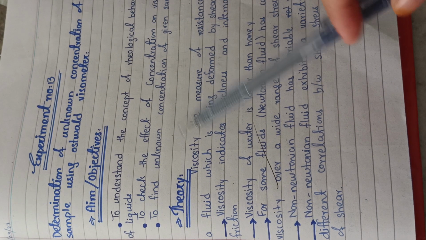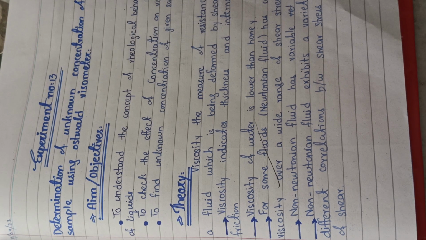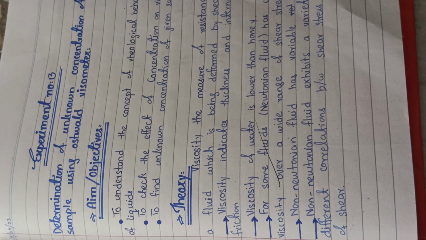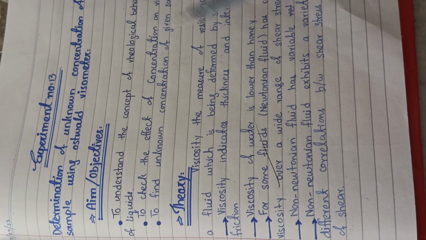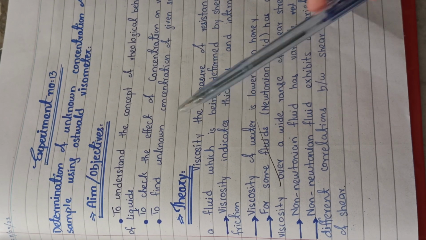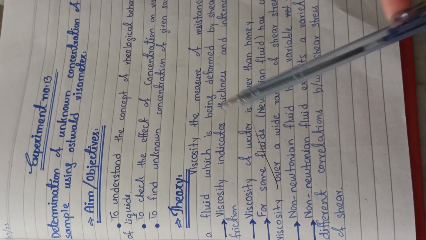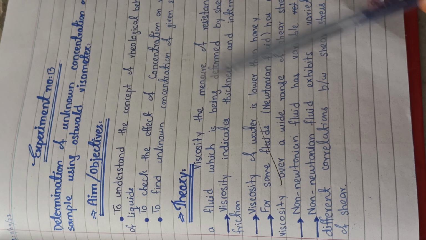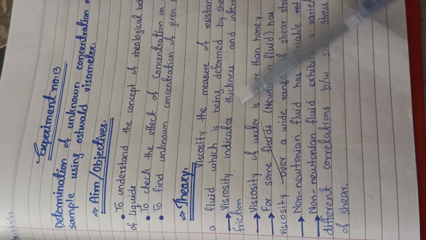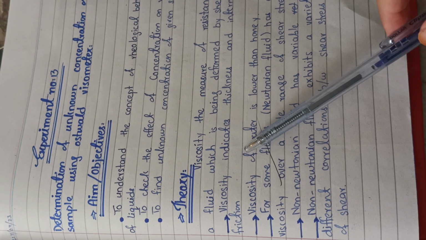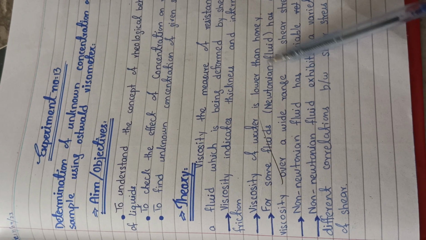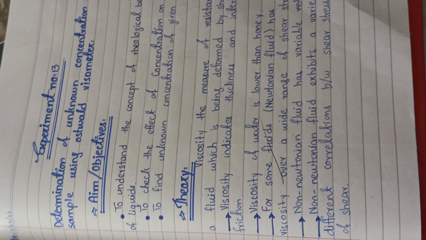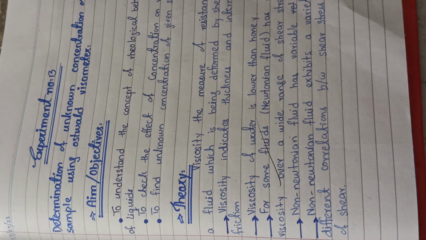Now, how does resistance in the fluid occur? Due to force. Whenever the fluid is flowing, a force is exerted on it, producing resistance that moves against the flow of the fluid. This is called viscosity. So viscosity indicates thickness and internal friction. The internal friction present in the fluid or solid is called viscosity. The viscosity of water is lower than honey. You know very well that water flows much more quickly than honey because honey has high viscosity.